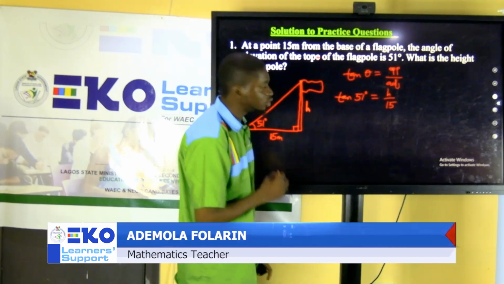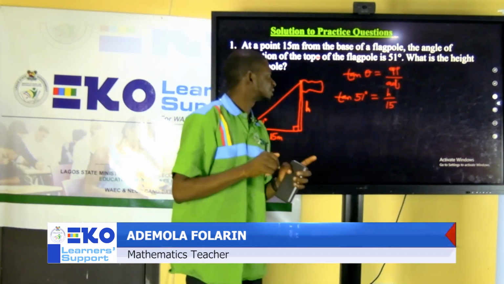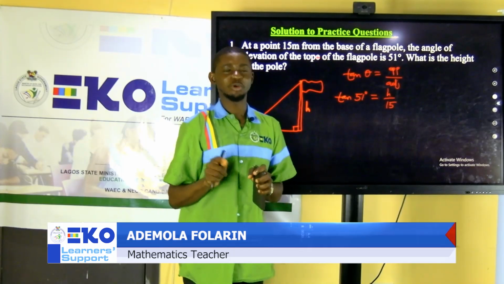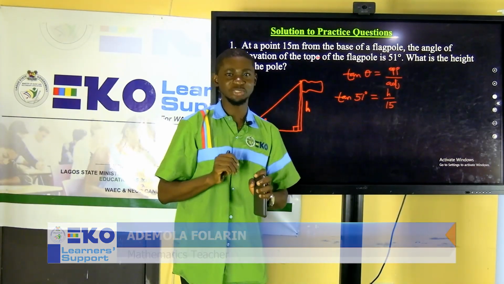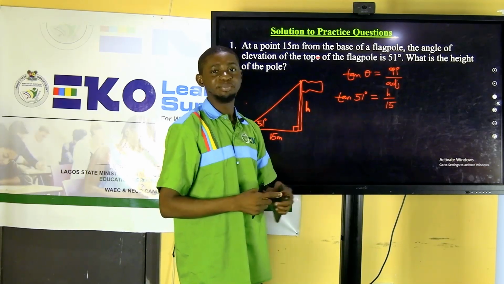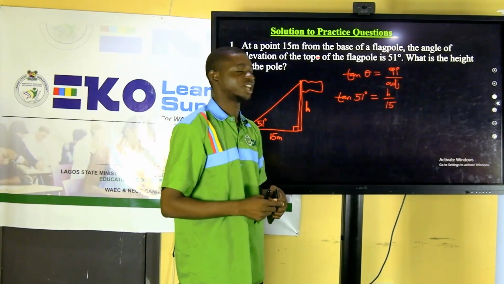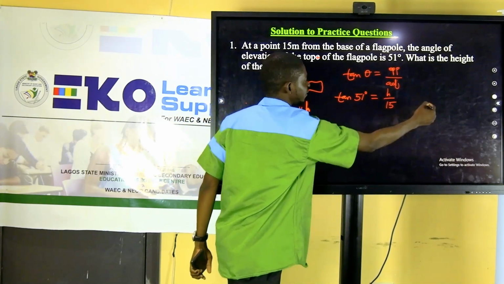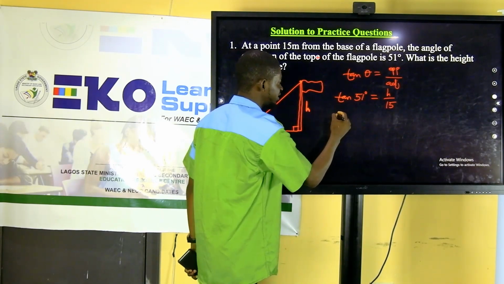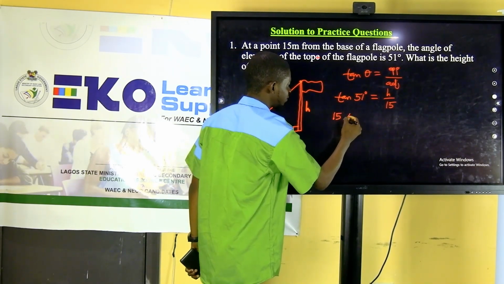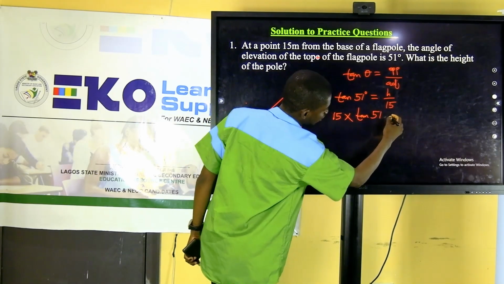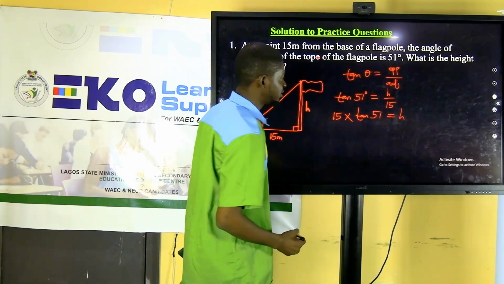So here now, we multiply both sides by 15. A baby mathematician will say we cross multiply. That is for primary school level. So we are multiplying both sides by the denominator. If I multiply this by 15, it will cancel out this 15. Then I multiply this by 15. It goes by saying 15 multiplied by tan 51 equals the height.